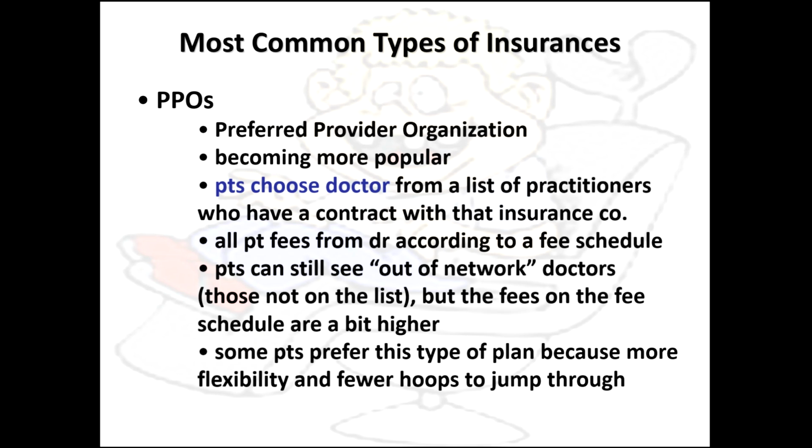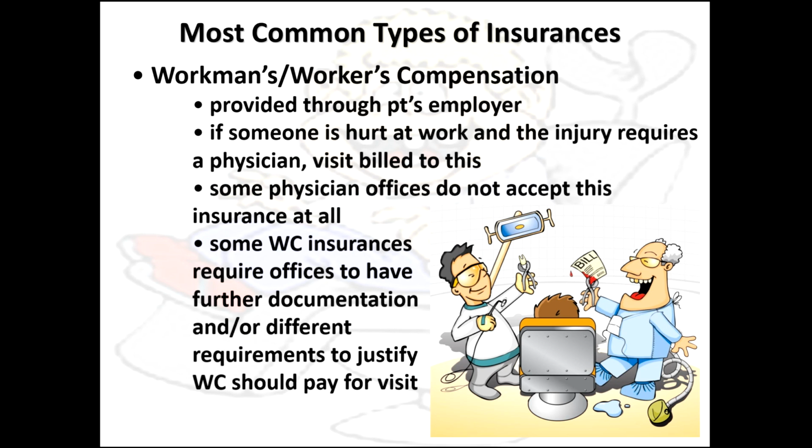Most patients are really preferring plans like this because there's way more flexibility as far as who you can see. There isn't as much difficulty in scheduling appointments with different facilities for x-rays and things like that. And there really just aren't as many hoops to jump through. So PPOs are becoming way more popular than HMOs. So the main difference between an HMO and a PPO is that in an HMO, the insurance company chooses the physician, and in a PPO, the patient does.